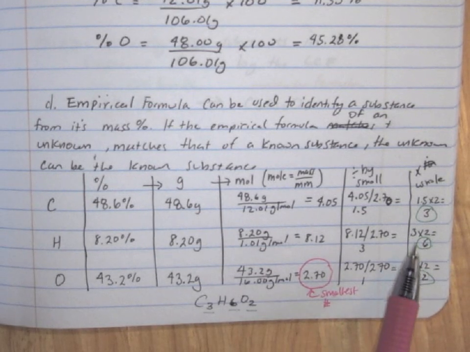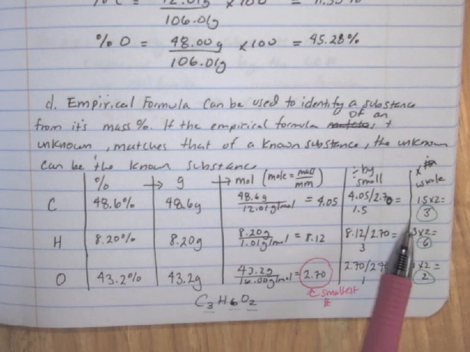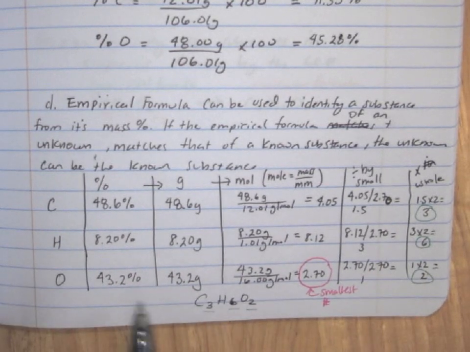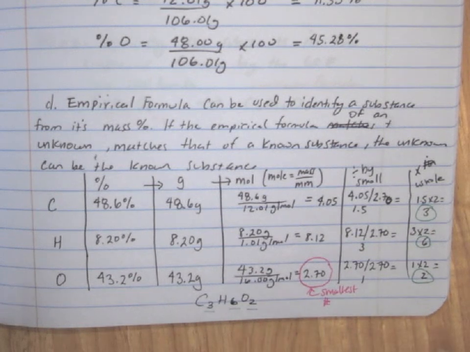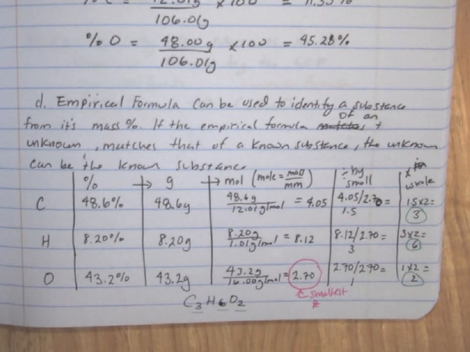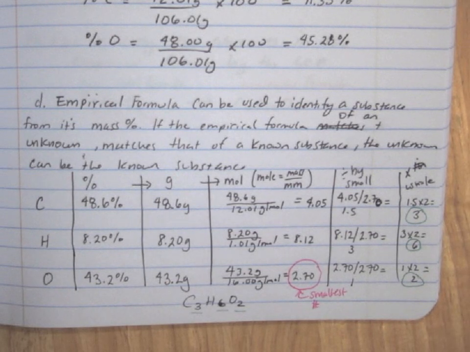So that means that the subscript in the empirical formula for carbon is going to be 3, so we get C3. The subscript for hydrogen is going to be 6, so we get H6. And the subscript for oxygen is going to be 2, so we get O2. All right, if you need to pause the video now to copy this, go ahead and do that. And then we have one more thing to go over.